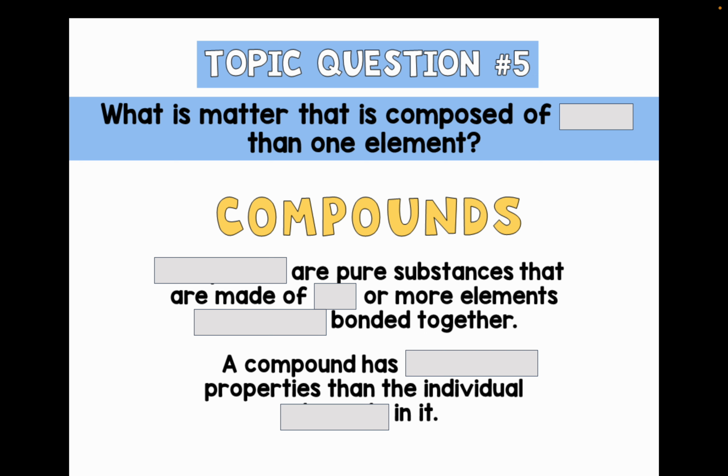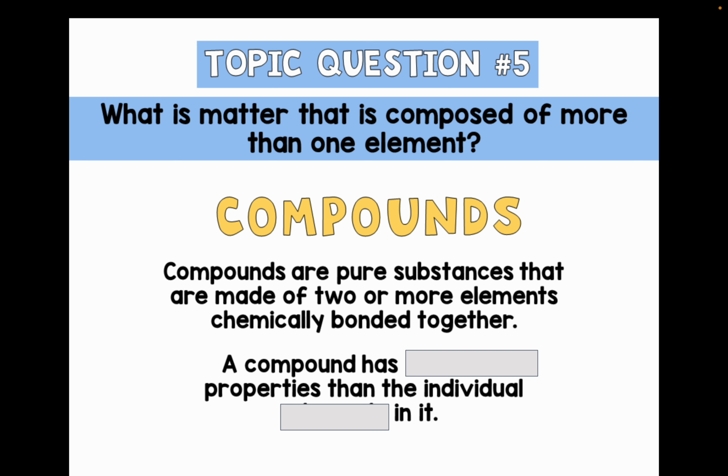Moving on to topic question number 5. What is matter that is composed of more than one element? What happens when you see more than one type of element in your sample? We call those compounds. Compounds are still pure substances, but they're made of two or more elements that are chemically bonded together. A compound has different properties than the individual elements that are in it. When you have a compound, you have a sample that has totally different properties than the elements that make it up because they're chemically bonded.